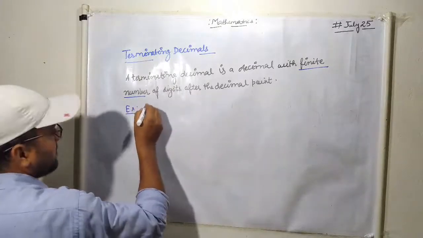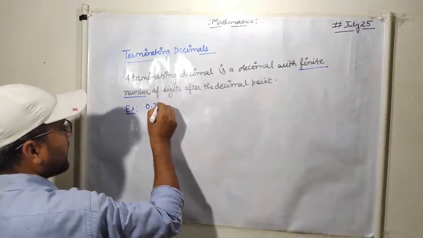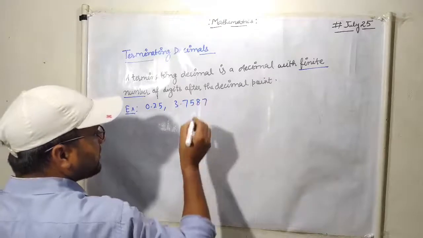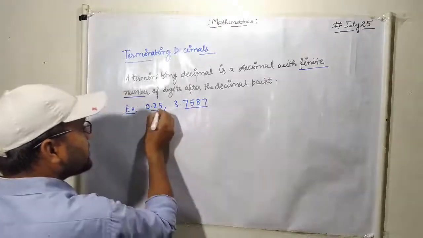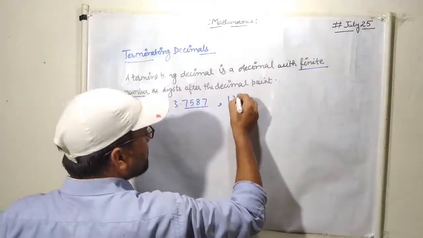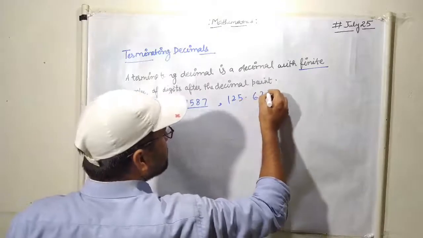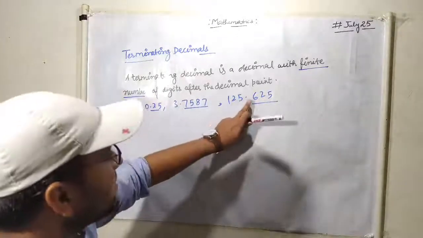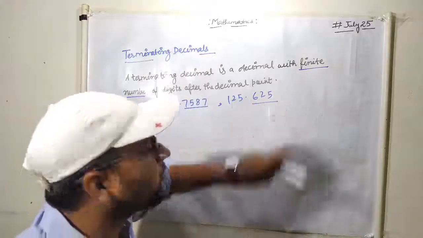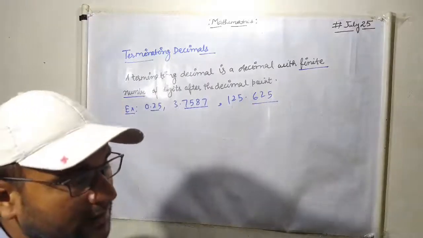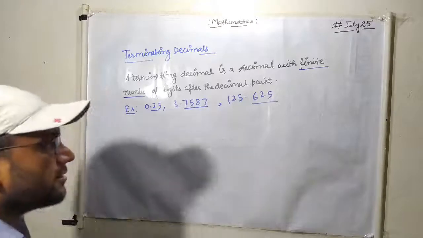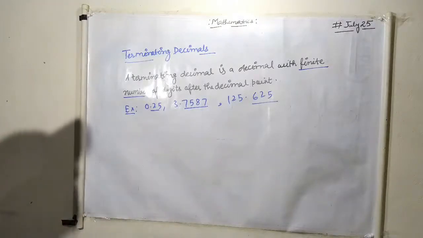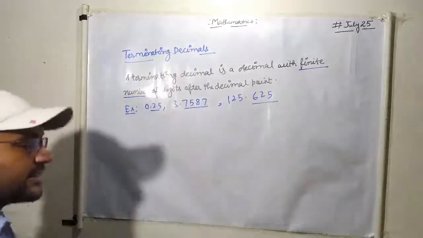For example, 0.25, 3.7587 means that finite. 125.625 means that after the decimal point there is a finite number of decimal places, okay? So this is called a terminating decimal.